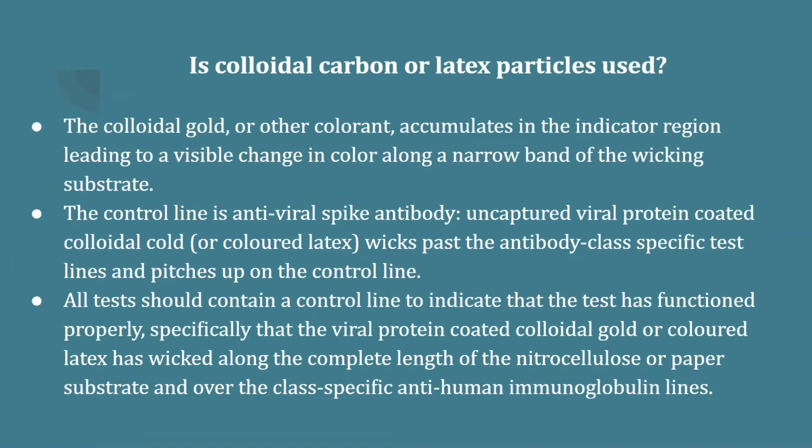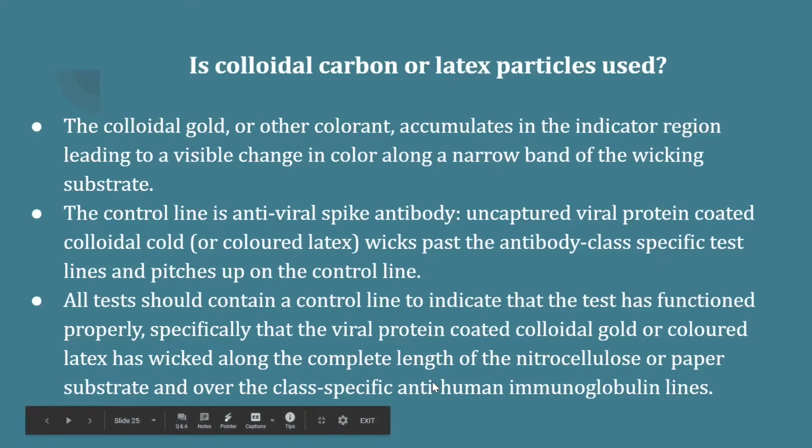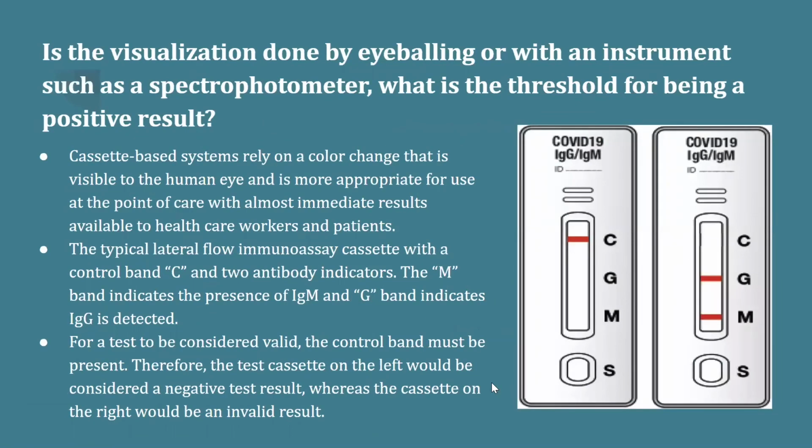The control line is an anti-viral spike antibody. Uncaptured viral protein coated colloidal gold or colored latex wicks past the antibody class specific test lines and gets picked up on the control line. All tests should contain a control line to indicate that the test has functioned properly, specifically that the viral protein coated colloidal gold or colored latex has wicked along the complete length of the nitrocellulose or paper substrate and over the class specific anti-human immunoglobulin lines. So the cassette-based systems rely on a color change that is visible to the human eye rather than an instrument. This is more appropriate for point of care use as it can give immediate results to healthcare providers and patients.